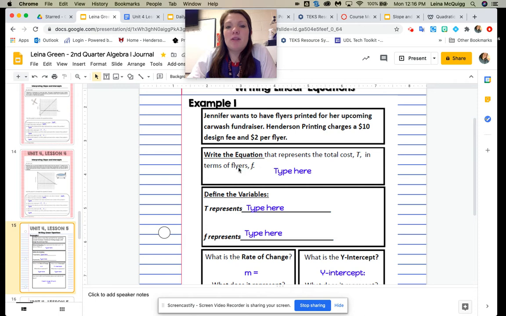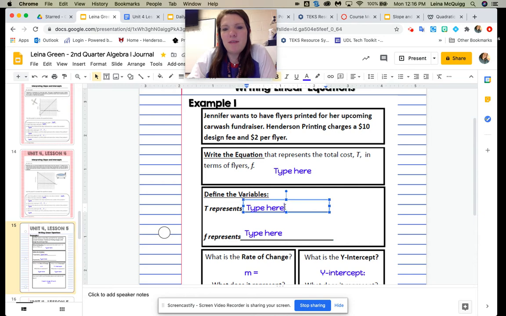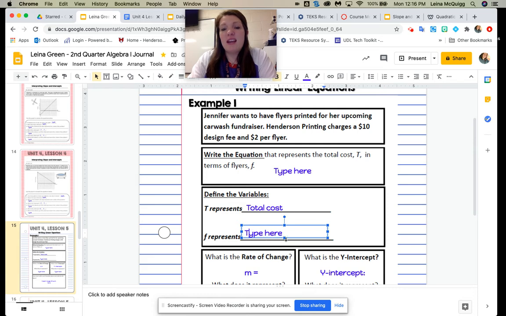So my first task here is to write an equation that represents the total cost T in terms of the flyers F. Before I write my equation, I want to define my variables. T is supposed to represent the total cost. And then we are going to use the variable F to represent the number of flyers I'm buying.